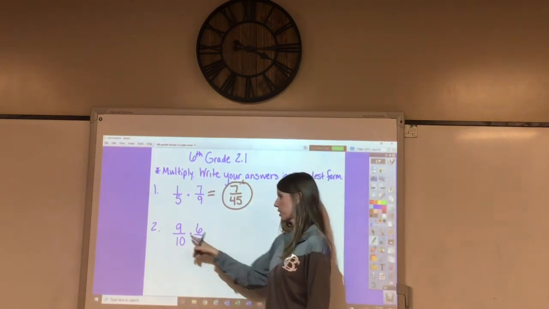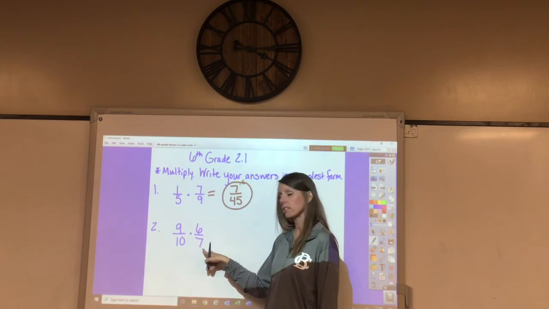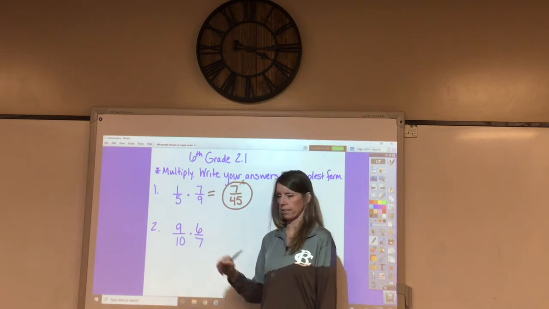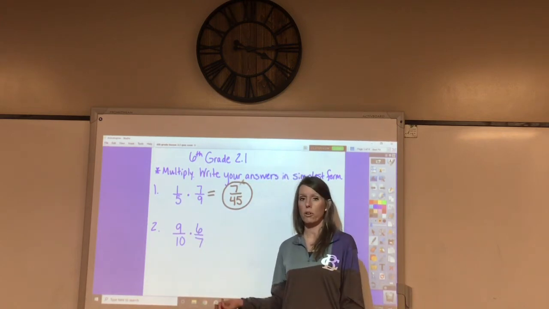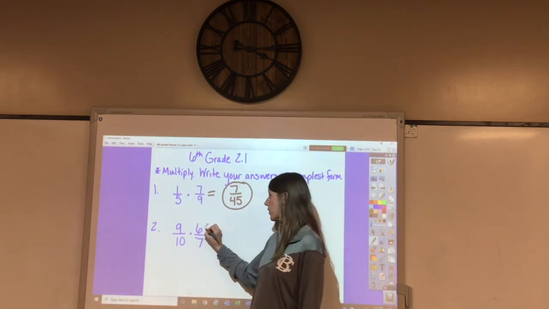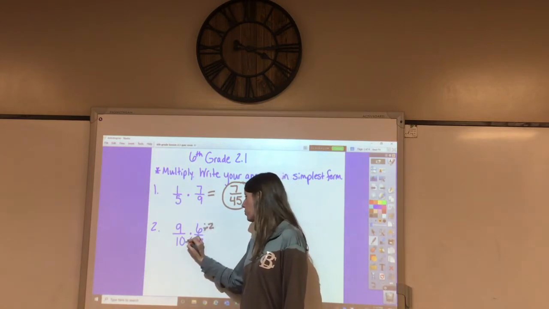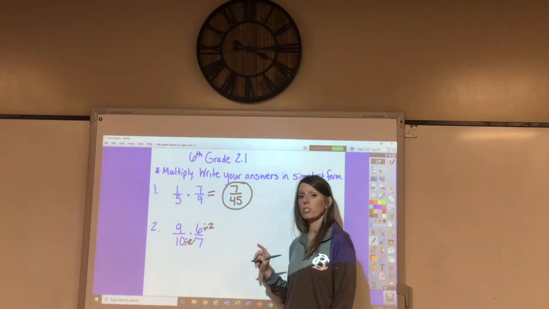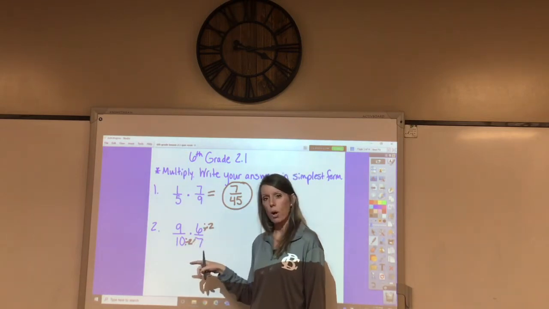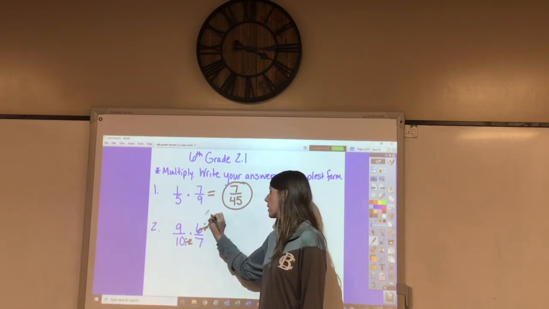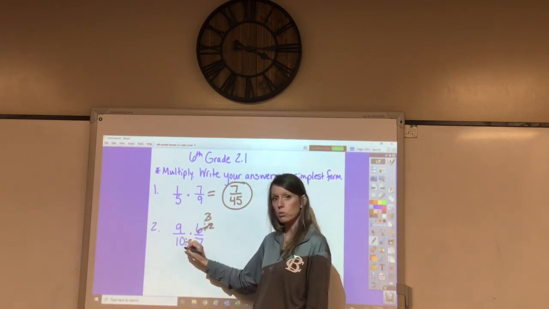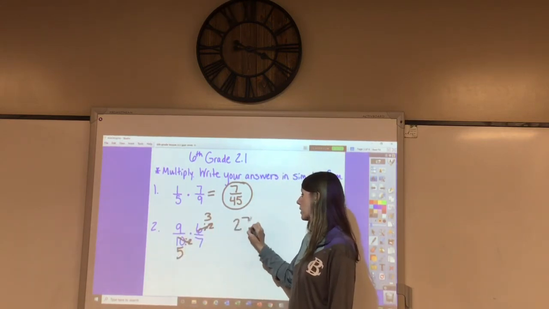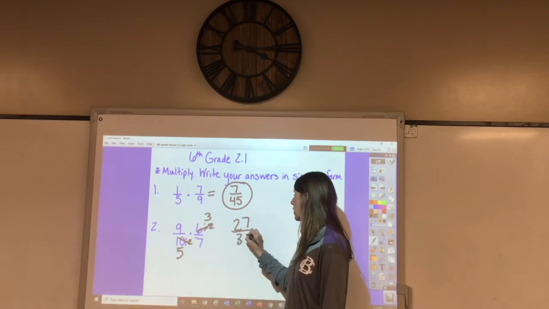So if I look at the diagonals, there's nothing that goes into 9 and 7 other than 1, and 1 doesn't help. But is there a number that goes into 10 and 6? Well, they're both even, so what do I know goes into even numbers? 2. So I can divide them both by 2. Now, if you don't do that, and you just multiply across the top and get 54 over 70, that's fine, but you're going to have more reducing to do at the end. So I like to do it when the numbers are smaller. So 6 divided by 2 would turn into a 3, and 10 divided by 2 would turn into a 5. Now, 9 times 3 is 27, and 5 times 7 is 35.